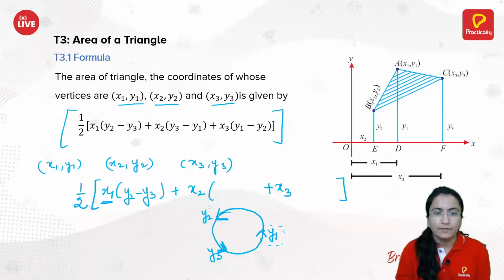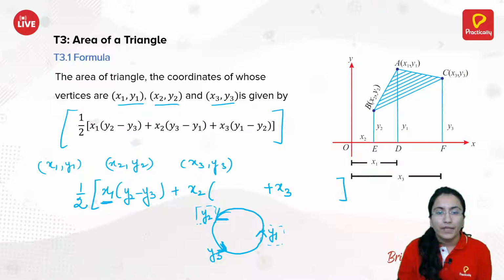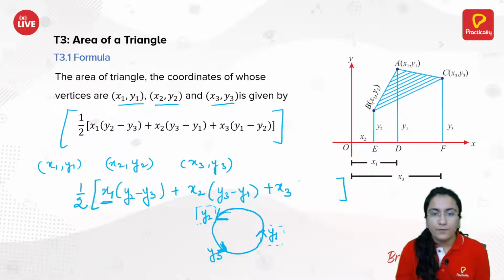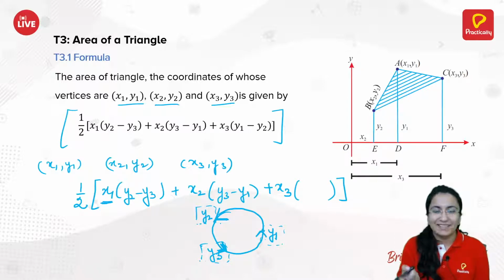Similarly, let's write the other one. Here you have x2, then forget about y2. Now from this side, move to the next two pointers, that is y3 and y1. You need to write the difference of y3 and y1, but how will you write? In the direction of arrows. y3 minus y1 is the correct direction, right? Next, for x3, try to write it yourself, forget about y3. Now you are left with y1 and y2, so write in the direction of arrows. That means you need to write y1 minus y2.